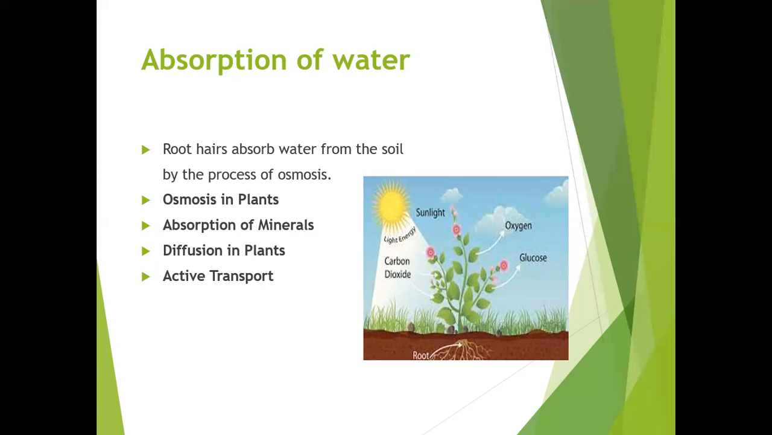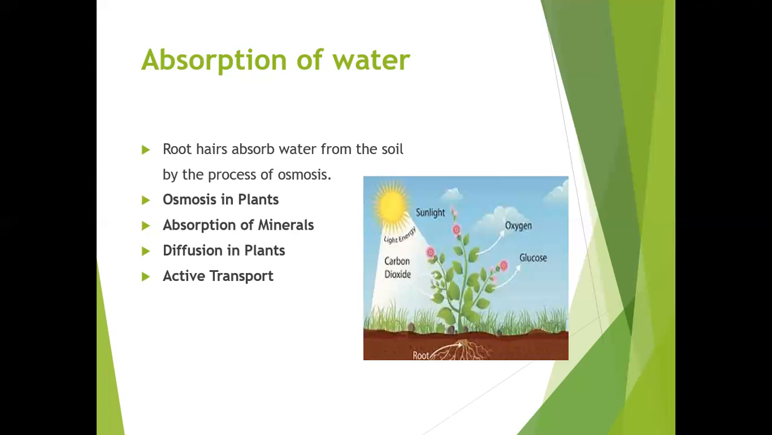Now the second is absorption of minerals. Water absorbed by the root hair contains different types of minerals like calcium, potassium, and nitrogen. These minerals are needed by plants and absorbed by the roots through diffusion and active transport. So first we will discuss diffusion in plants.